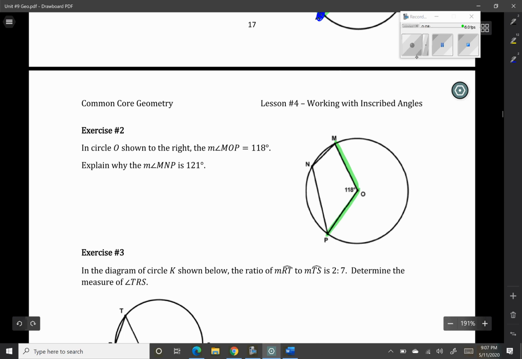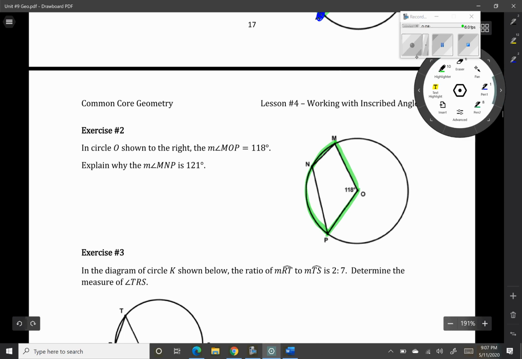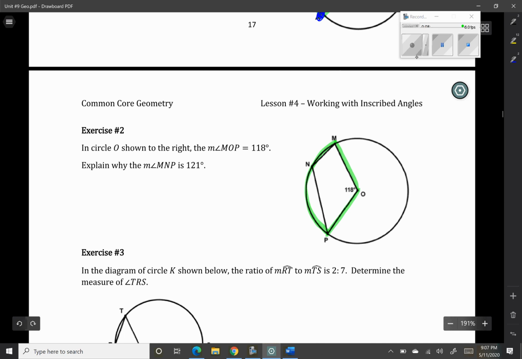Now, if we were in class, I'd say, what is special about angle MOP? Is it central or is it inscribed? And I would hope that we'd all be able to say that that is a central angle. So what does that tell me? If that's a central angle, that means the arc is the same. So I can say arc MP is equal to 118 degrees.